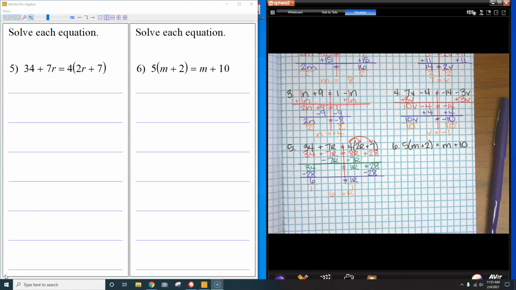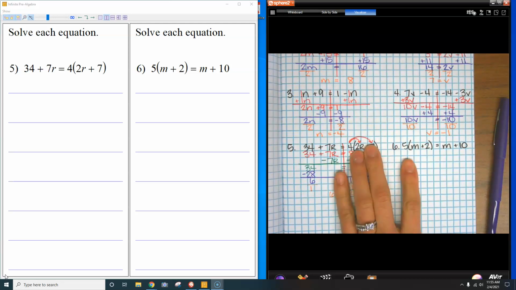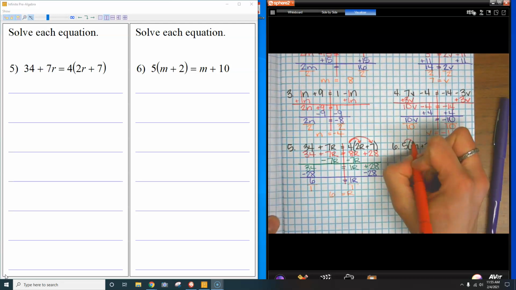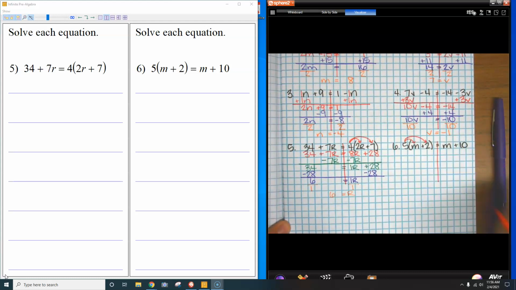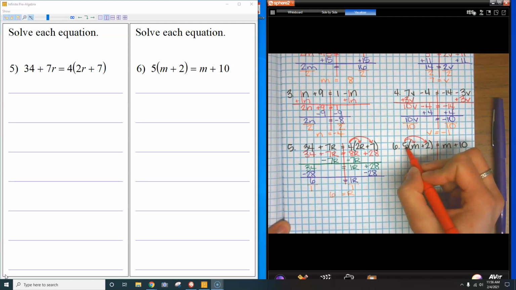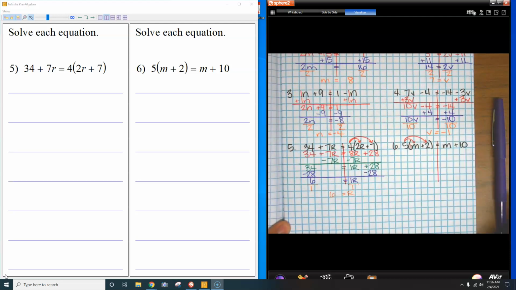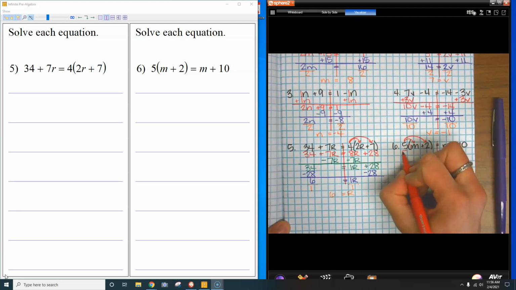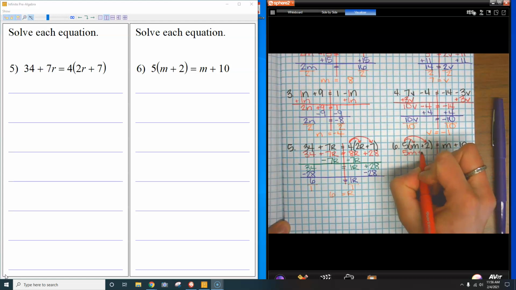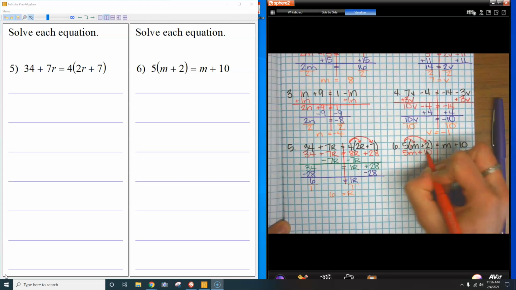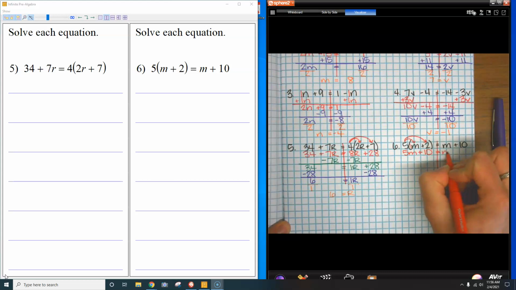Okay. Number 6 uses the distributive property as well. It's on the left-hand side of the equation versus the right-hand side. It doesn't matter what side of the equation it is on. When there's a number on the outside of parentheses, we're going to start by distributing. 5 times m, well, that's 5 times 1m, which makes 5m, plus 5 times 2 is 10, equals m plus 10.